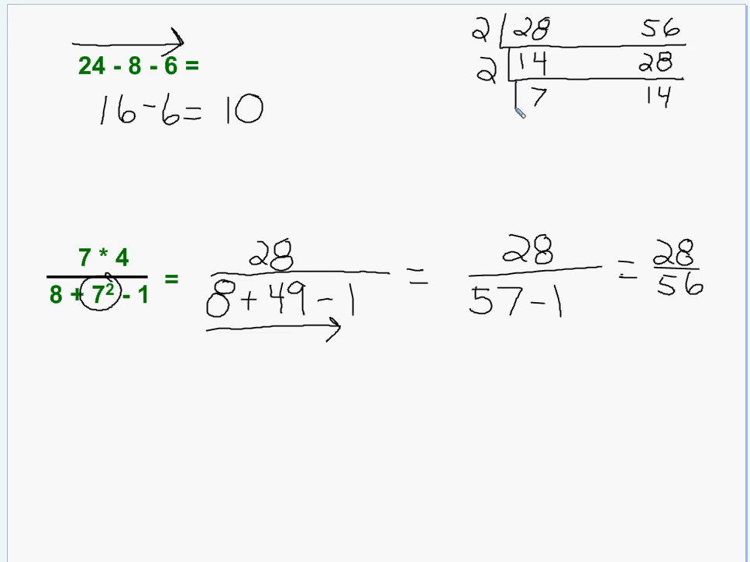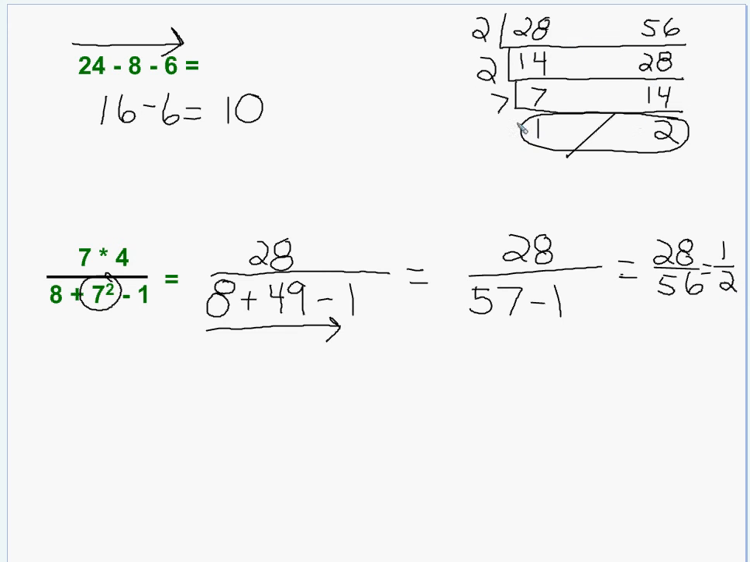I see a prime number here. That's 7. Does 7 go into 14? Yeah, it does. It does twice. So 7 goes once, 7 goes here twice. Right there, that's our simplest fraction. So then you're going to rewrite 28 over 56 as 1/2.